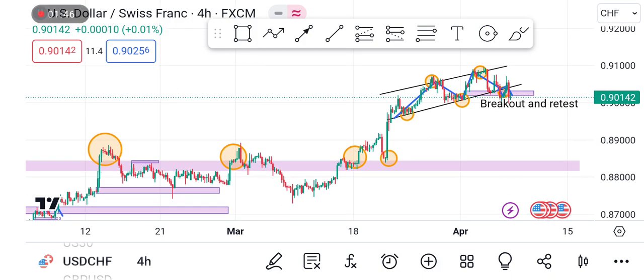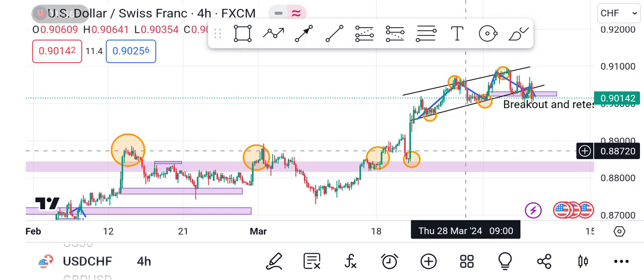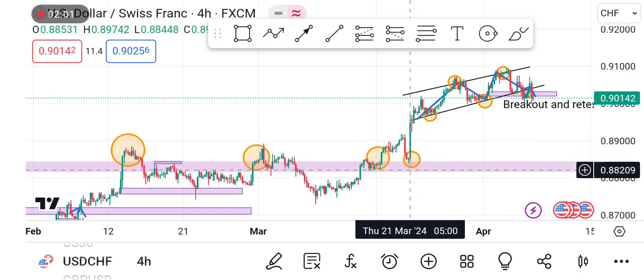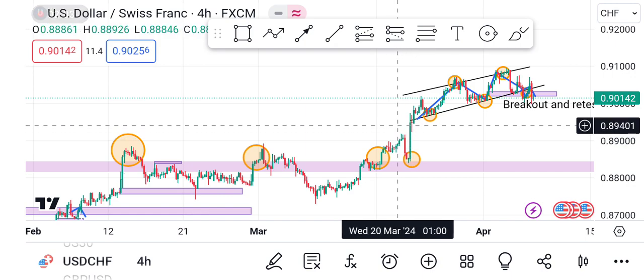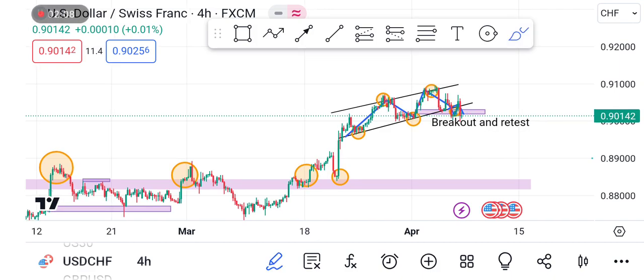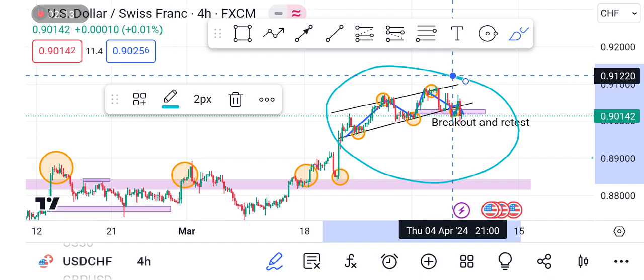With that retest, then we have a breakout. It was at this green candlestick over here that price went further up to create this structure. This structure over here is called the bullish flag pattern.